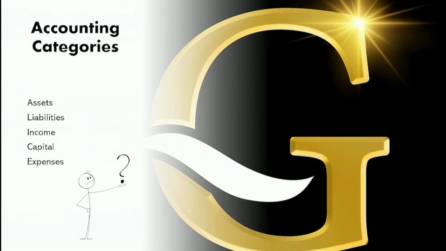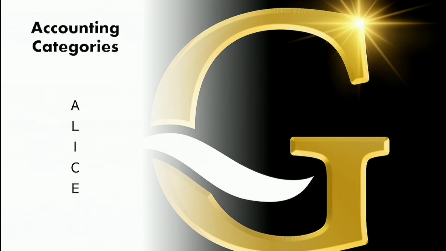Now, to understand how debits and credits work, first we need to understand the difference between the accounting categories: assets, liabilities, income, capital, and expenses. Each of these fall into a different category, and a debit and a credit affects them differently. Now, stay with me because I'm about to simplify it for you. Again, we have our assets, liabilities, income, capital, and expenses. Or again, ALICE kind of helps us remember categories, right? Assets, liabilities, income, capital, and expenses.